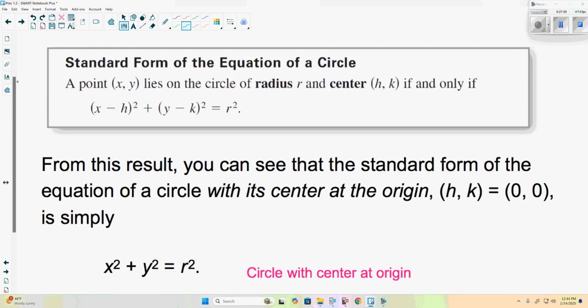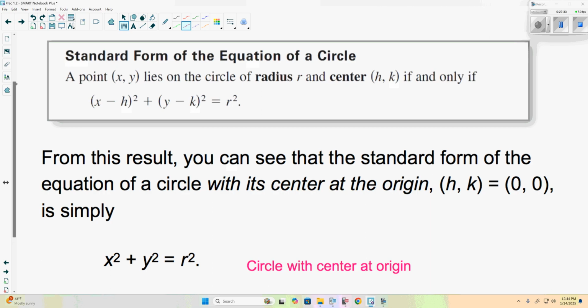Our standard formula for the equation of a circle is given by this here, x minus h squared plus y minus k squared is equal to r squared. h comma k is the center and r is the radius. Now this is very nice because if we're trying to find the equation and they give us the center and the radius, all we got to do is plug it in and we have our equation. That's it.